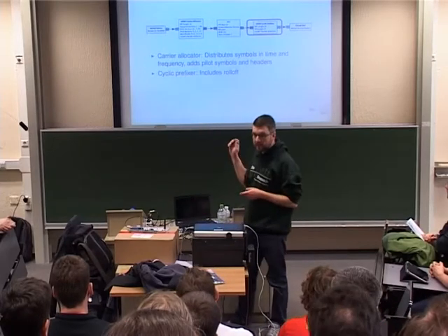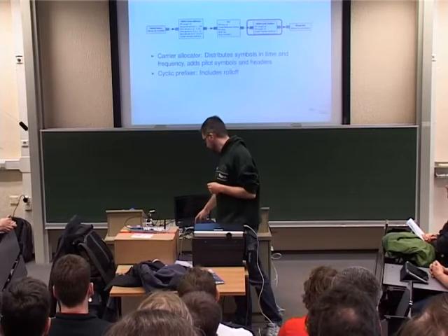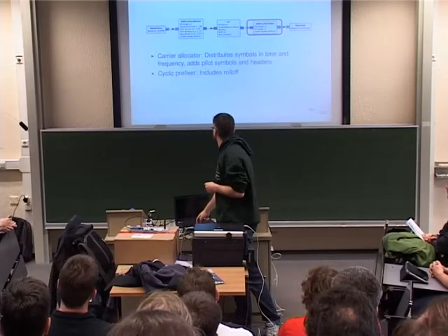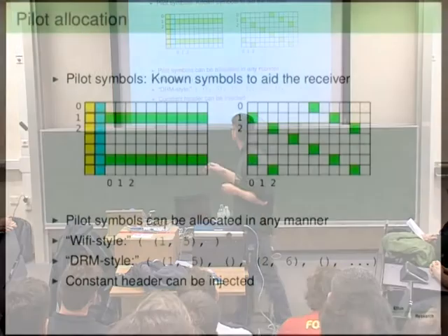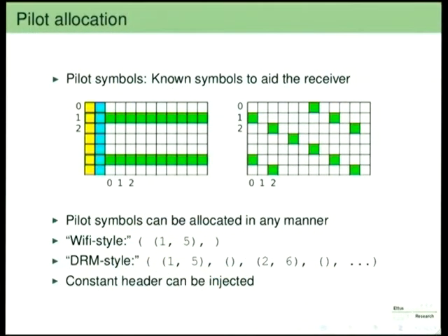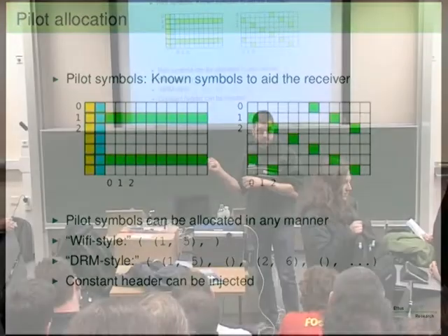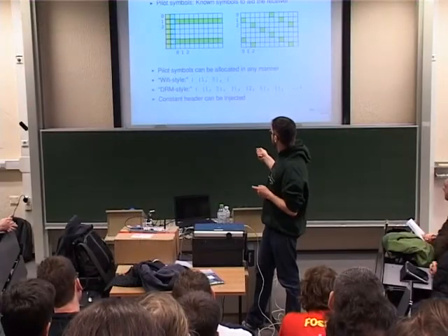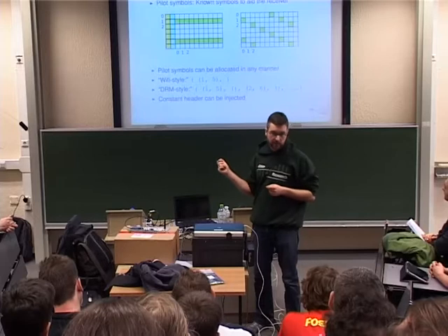Cyclic prefixer, it just adds the guard interval I was talking about earlier. And also roll-off, I'm going to talk about that later. Now, this is kind of the problem that we had earlier, with older versions of the OFDM code. Now, this is the time frequency plane, and anything that's white can occupy payload data.